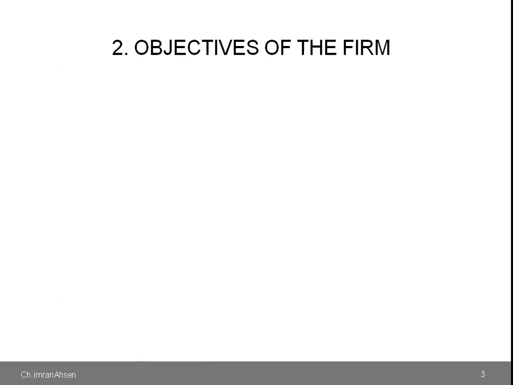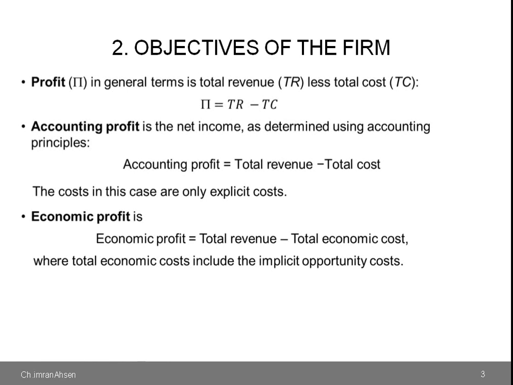Objective of the firm. Every firm works mostly for the objective of profits. So profit in general terms is total revenues less total cost. What you are getting minus what you are paying, the remaining will be your profit.